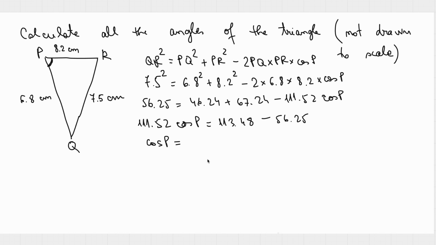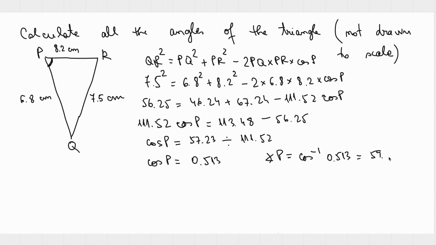And cos P will be this result from the subtraction, 57.23, divided by 111.52. That means cos P is 0.513, and in order to find the angle, the angle is the inverse cosine function, cosine to the power minus 1, of this value 0.513, and that would be 59.13 degrees. To the nearest degree is 59 degrees.